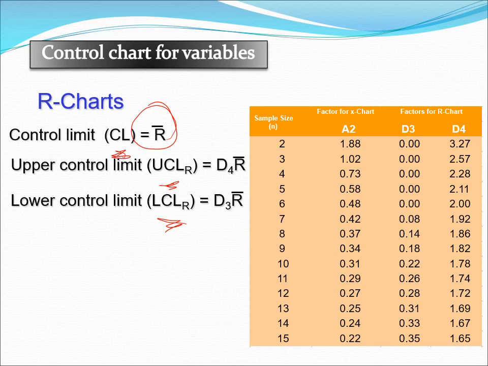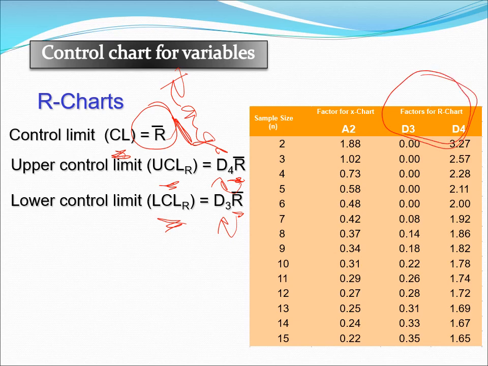Of course, this bar means average, and R means range. So we have to calculate the range of our results, the range of our values. And then, of course, we'll understand from the example in the next slide. Then we have to multiply this R bar either by something called D3 or something called D4. D3 and D4 are obtained from this table.